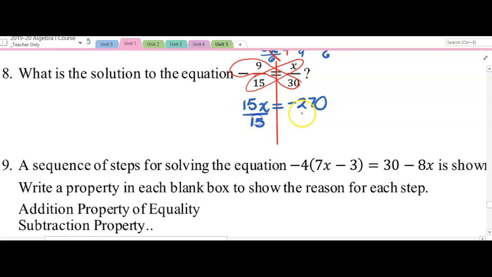30 times -9 is -270. And then dividing by 15 on both sides, x equals, let's see here, if we divide both of them by 3, to get it into lowest terms, that will make that a 5, and that will make that a -90. We can divide them both by 5. That makes that a 1. And that's a -18. So my final answer is -18.